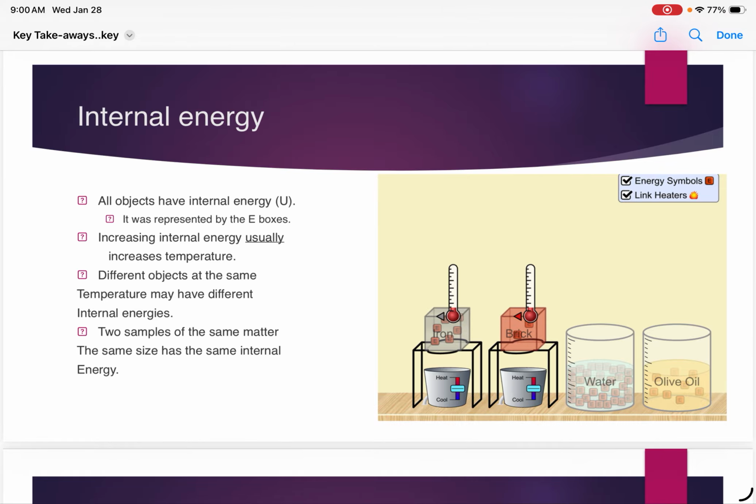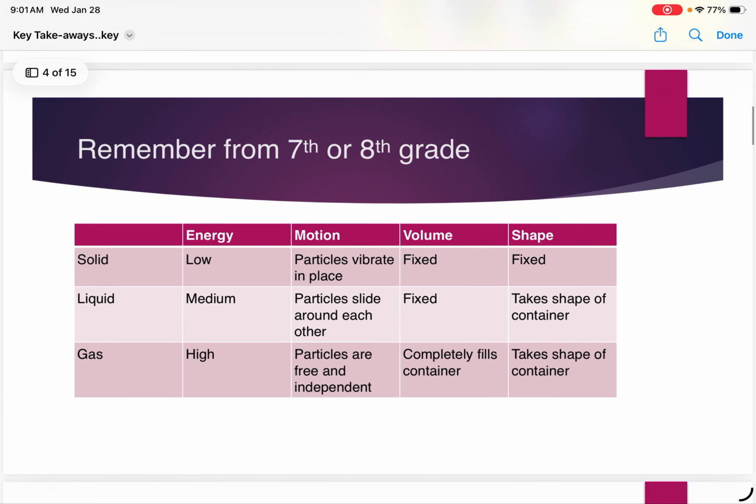Okay, so moving along. Also from 7th or 8th grade, we talked about solid, liquid, and gas quite a bit, and we talked about energy and motion and volume and shape. You may remember that. The solids are the lowest energy of the three. The particles are just vibrating in place. For liquid, they're in between, intermediate energy. Particles can slide around each other. They're still touching, but they're moving around each other. And then for gas, the energy is high and the particles are free and independent. So as you increase the energy, you increase the motion of the particles, and eventually they have enough energy to be free of one another. And that would be a gas.